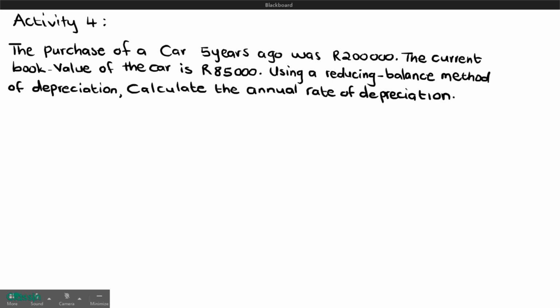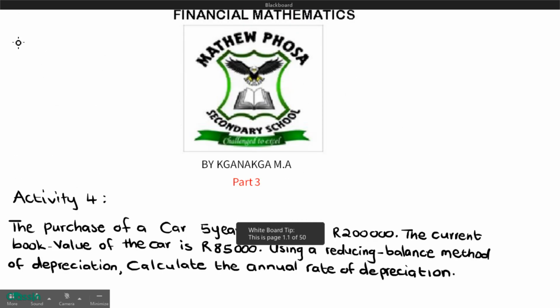Okay, we are now on part number 3, still on financial mathematics. So we have activity number 4 here. We did activity number 1, 2, 3. So now we are on activity number 4. It says the purchase of a car 5 years ago was 200,000. The current book value of the car is 85,000. Using a reducing balance method of depreciation, calculate the annual rate of depreciation.